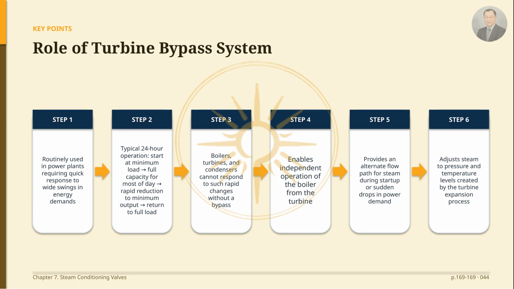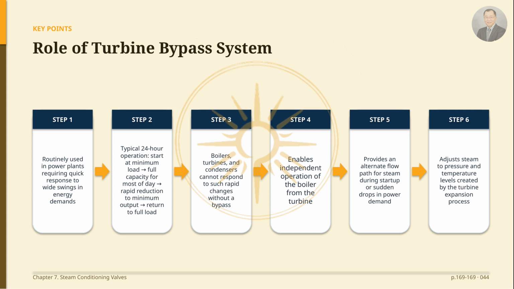This system is routinely used in power plants that must respond quickly to wide swings in energy demands. A typical day of operation might start at minimum load, increase to full capacity for most of the day, rapidly reduce back to minimum output, and then go back up to full load, all within a 24-hour period. Boilers, turbines, condensers, and other associated equipment cannot respond properly to such rapid changes without some form of turbine bypass system. The core of this system is that it allows the boiler to be operated independently of the turbine.